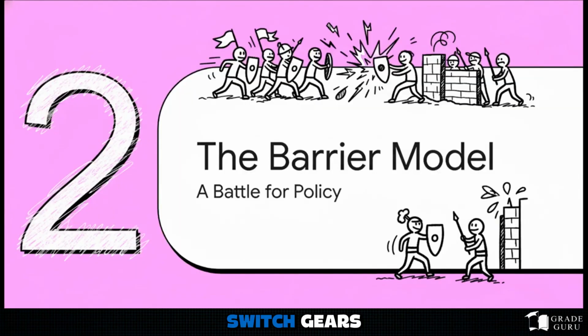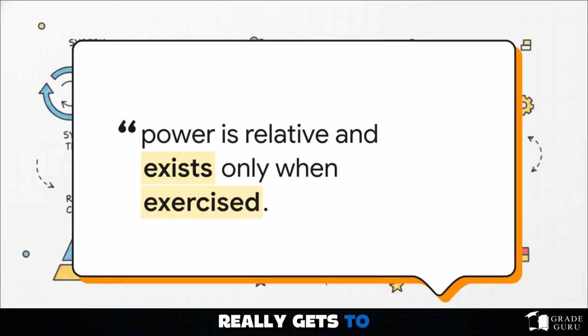All right, let's switch gears. We've talked about the political machine. Now let's look at the barrier model, which paints a very different picture. This one sees politics less like a smooth-running machine and more like a battlefield. And this quote really gets to the heart of it. Power is relative and exists only when exercised. What does that mean? It means power isn't just something you sit on. It's something you use. In this model, if you want to make a change, you have to actively fight to push your idea past a series of roadblocks set up by people who like things just the way they are.